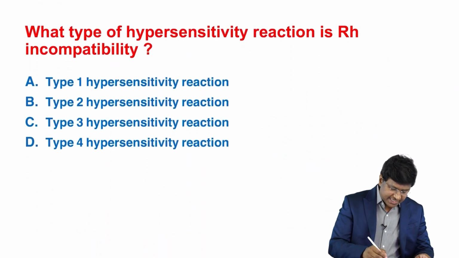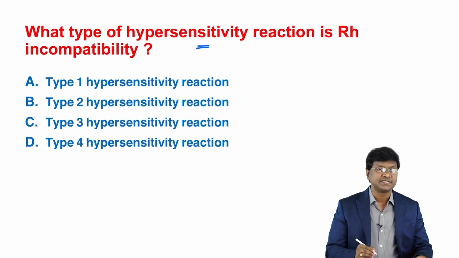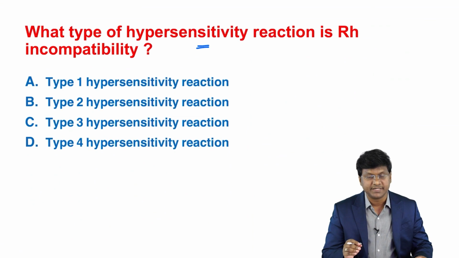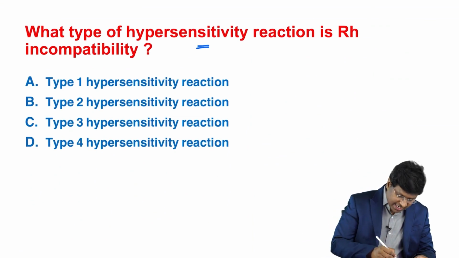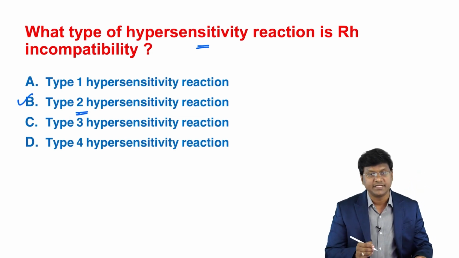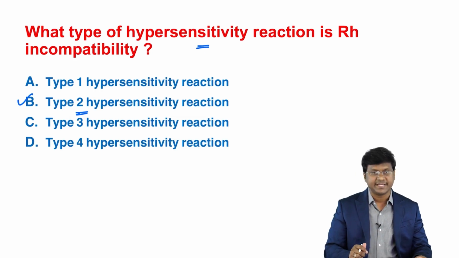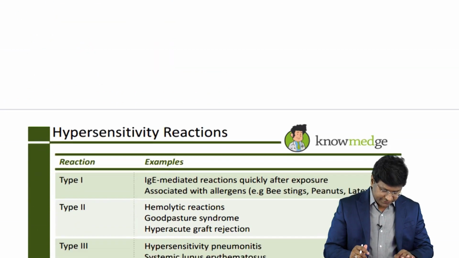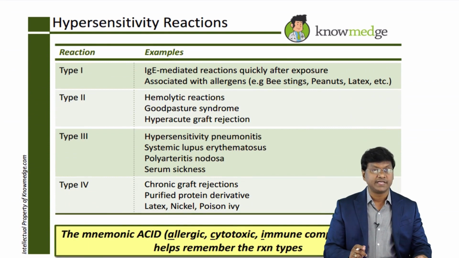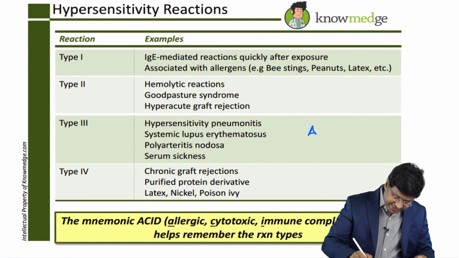One more question was asked about hypersensitivity reactions. What type of hypersensitivity reaction is Rh incompatibility? 1, 2, 3, 4 hypersensitivity reaction. Let me tell you, Rh incompatibility is the one which will cause hemolytic anemia or hemolytic reactions, which is a type 2 hypersensitivity reaction. So, if you see all the types of hypersensitivity reactions, please remember this mnemonic, that is ACID.